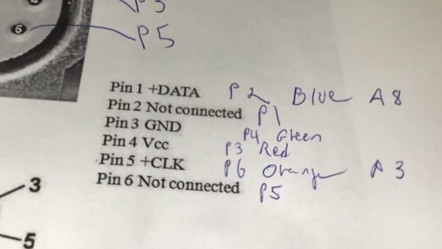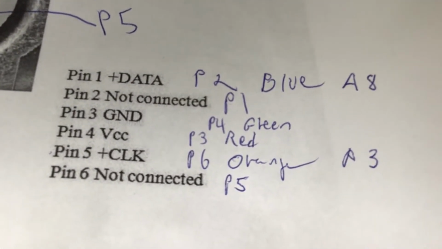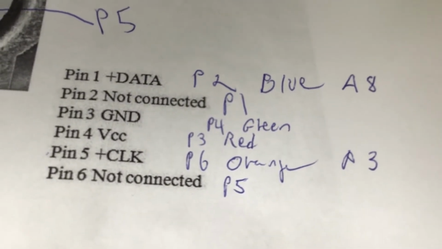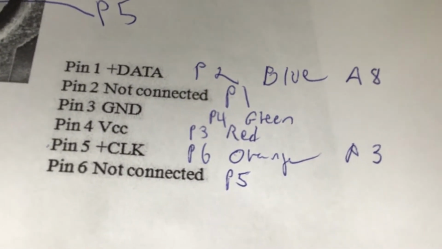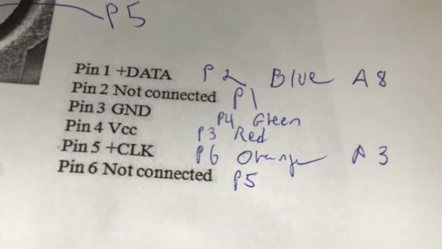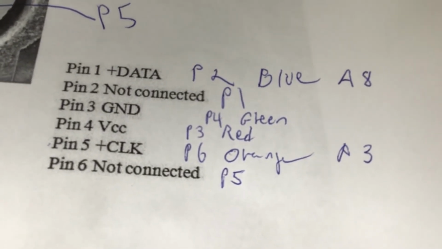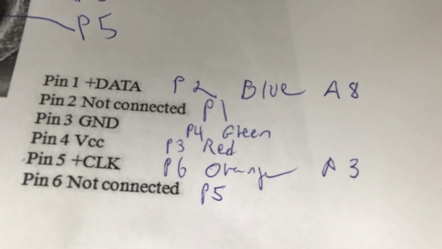I don't know if you want to see this, but here it is. Pin 1 goes to pin 2, pin 2 goes to pin 1, pin 3 goes to pin 4, pin 4 goes to pin 3, pin 5 goes to pin 6, and pin 6, which is not connected, actually is pin 5. And it's unfortunate that they did it this way.